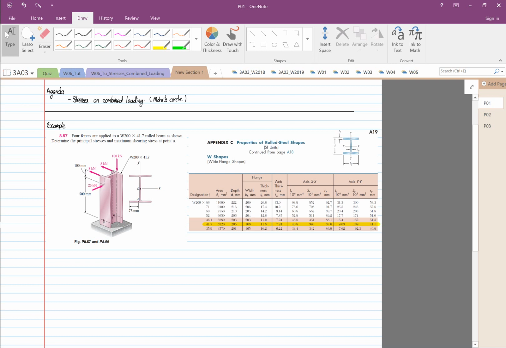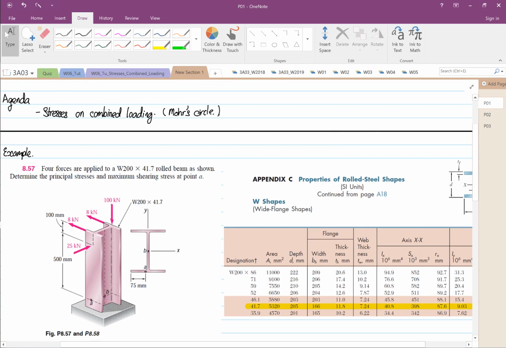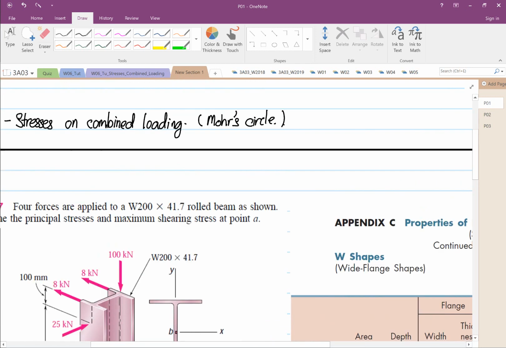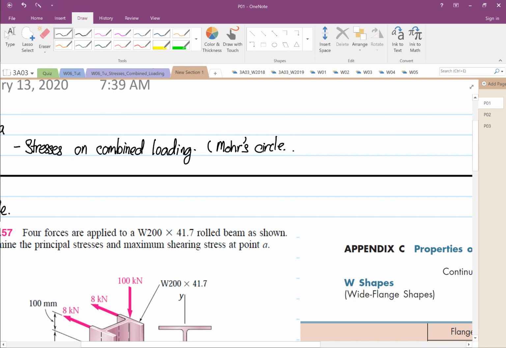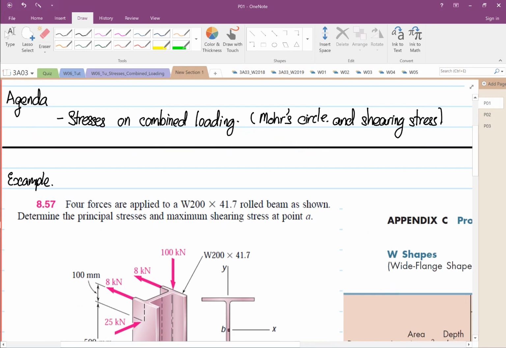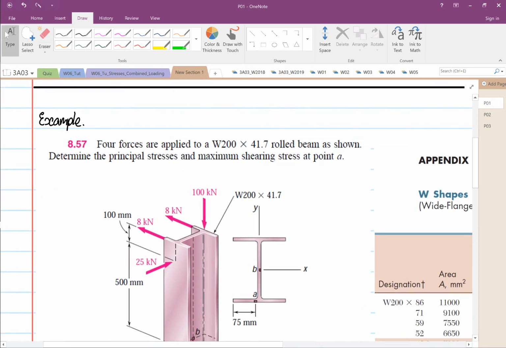Hello, this topic will be on stresses on combined loading, and I will emphasize Mohr's circle and also shearing stress. Okay, because this example is very unique and requires quite a bit of analysis.